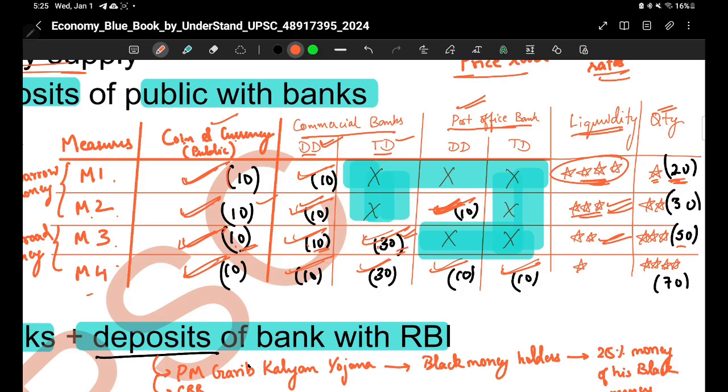Next, M4, coin and currency. You have to just tick mark everything here. So 10 rupees here, 10 rupees here, 30 rupees here because more interest, 10 rupees here, 10 rupees here. Let's say he just puts 10 rupees, or maybe he can put 30 rupees also here. But usually people prefer to put more money in commercial banks than post office banks. That's why I wrote 10 rupees here. So what is the total? 70 rupees. So you can see 10 rupees, 30 rupees, 50 rupees, 70 rupees. Quantity is increasing. From M1 to M4, the quantity of money increases, whereas the liquidity decreases.